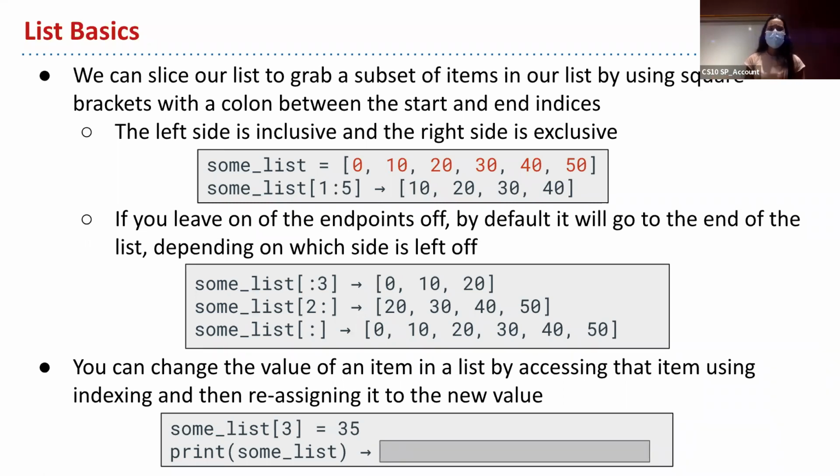But yeah, one last thing for this slide is that you can also change the value of an item in a list by accessing that item using indexing and then reassigning it to the new value. So what that means is, remember, if we do some list of 3, ignore this, equals 35, what would some list of 3 give us? It would give us the third index in our list, right? Or index 3 of our list. So 0, 1, 2, 3. This is index 3, so we'll grab that value. And since we're saying equals 35, that means we're setting it equal to 35.